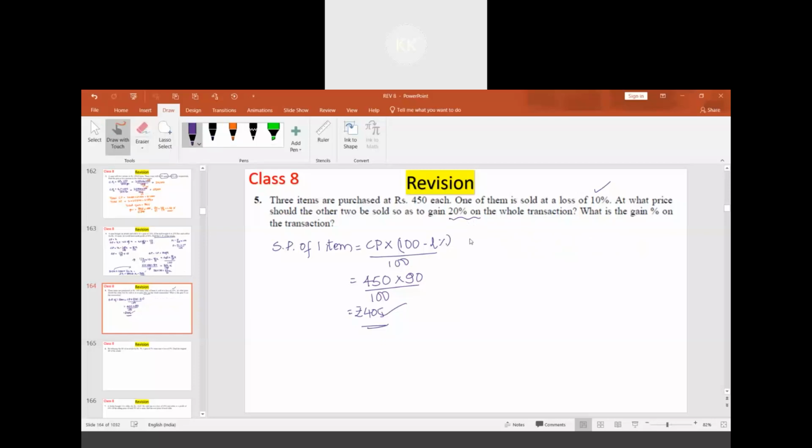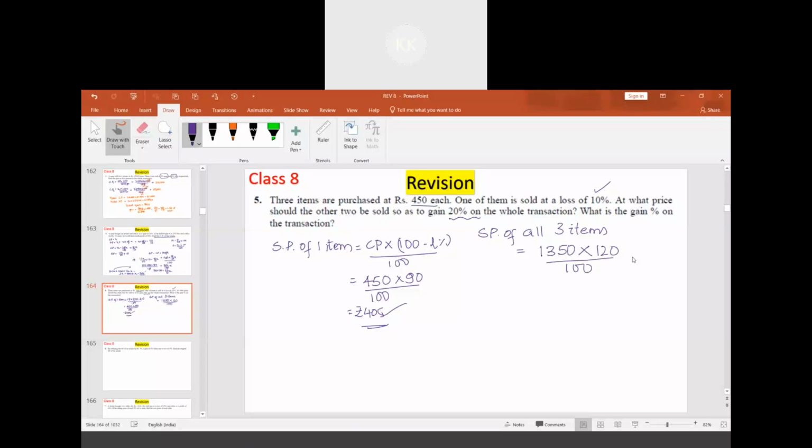We can find the SP of all three items by taking the CP, 450 into 3. How much is that? 1350. So 1350 into 120 divided by 100, since there is a gain of 20%. What is the use of finding it like this?